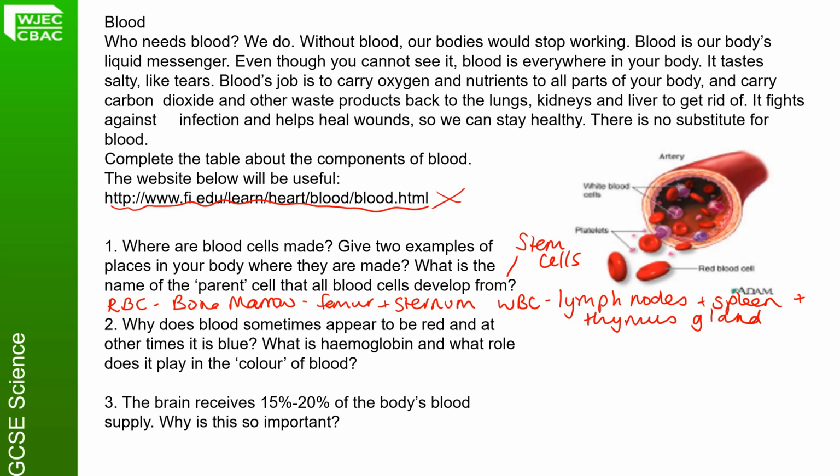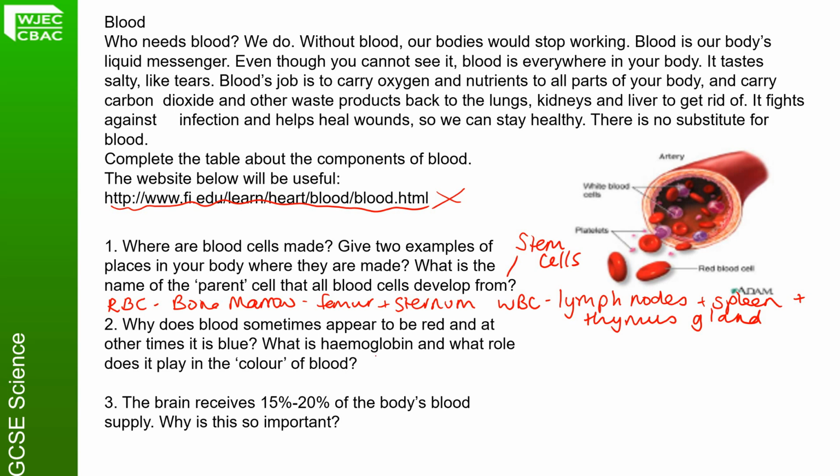Why does blood sometimes appear to be red and at other times blue? If you look at your wrist in particular, you may be able to see the blood vessels through your wrist, looking a kind of bluish colour. Well, your blood really isn't blue. It looks blue because the light is being reflected through your skin.